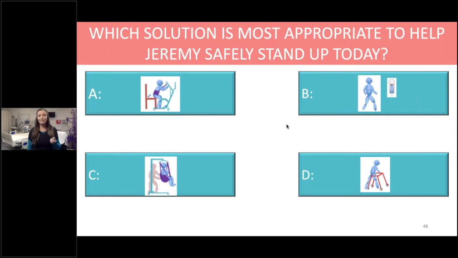Is it A, a powered sit to stand? Is it B, no equipment? Is it C, a seated sling? Or D, a walker? Hopefully you all answered A.